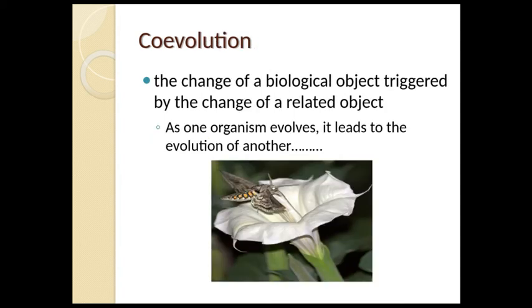Okay, coevolution. This is a unique thing you'll see in nature. When two organisms have a very close relationship, when one of them begins to evolve, the other one must evolve or they stop having that relationship. So it's a change in biological objects triggered by the change of another object.